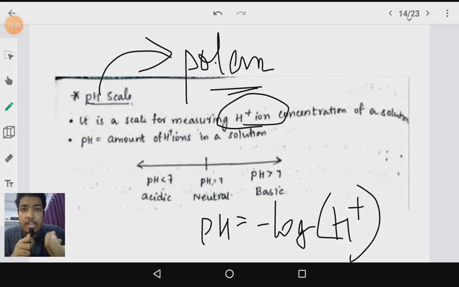Now what is this logarithm? We will study in detail in class 11th. If the pH value is 7, then we say that that particular solution is neutral, and if it is greater than 7, then the solution is basic, and if it is less than 7, then the solution is acidic.